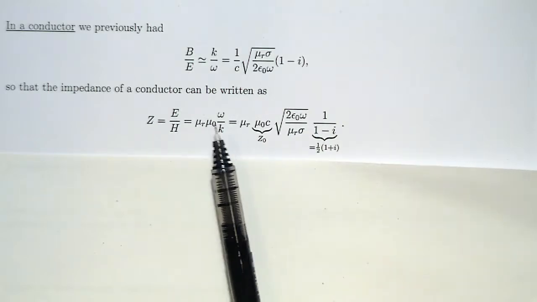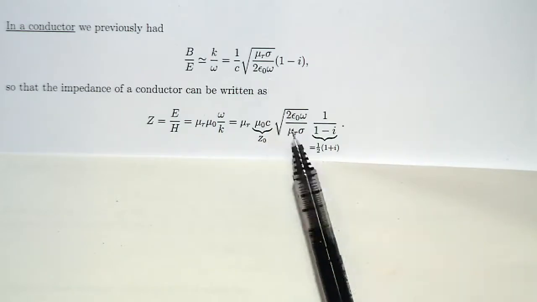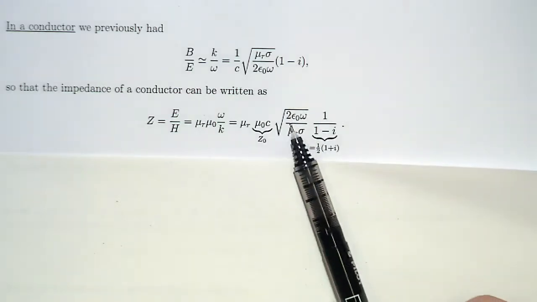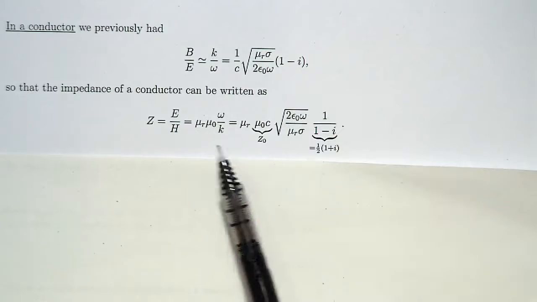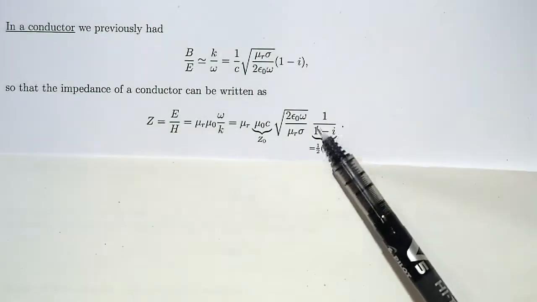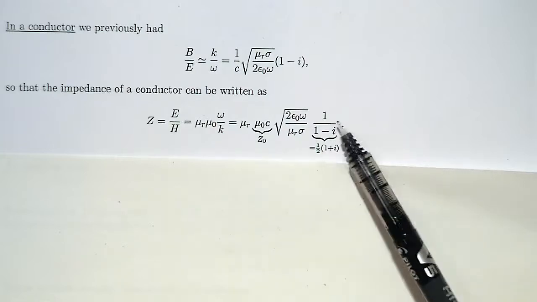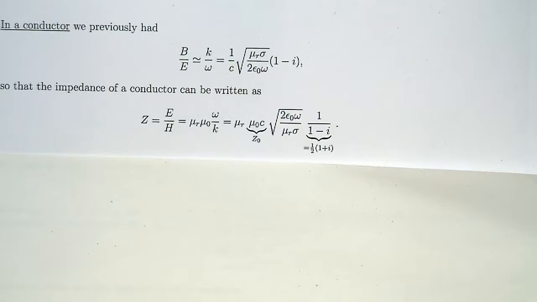I extract out a factor C, and I get mu naught C, that's Z0. I keep the conductivity term, and I rearrange it by extracting out the C and putting it over there. And then I get a factor 2 in here. So I've just rearranged these two expressions to try to draw out the important different physical components. So the 1 minus i, I've made it 1 over 1 minus i here. We'll see why in a minute. But that's equal to a half of 1 plus i. I can rearrange this. This is the same as that. So I've just inverted E over B there.